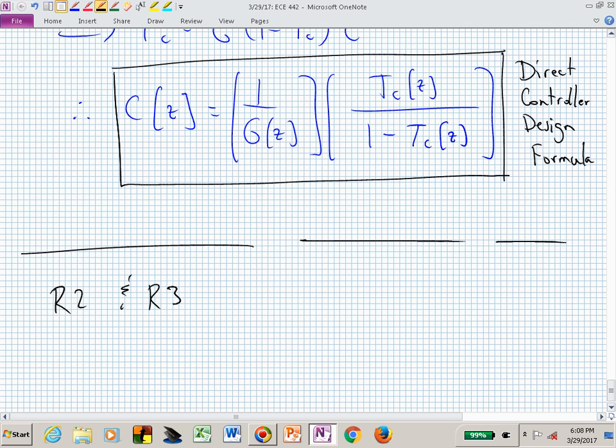Restriction 2 deals with the zero factors that are outside the unit circle. Restriction 3 deals with the pole factors of our plant G of Z that are outside the unit circle. And if we don't have those, then we're happy to cancel those with this formula. We don't have to impose those restrictions on T sub C or 1 minus T sub C of Z.